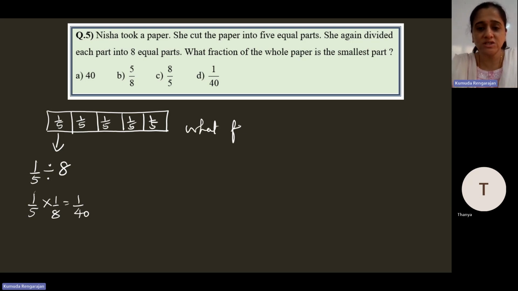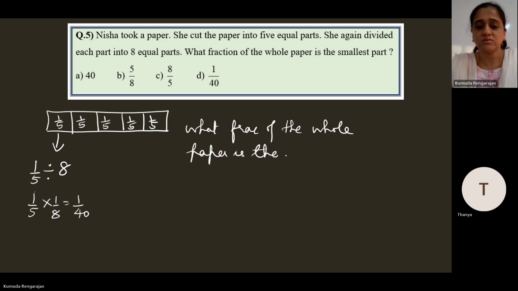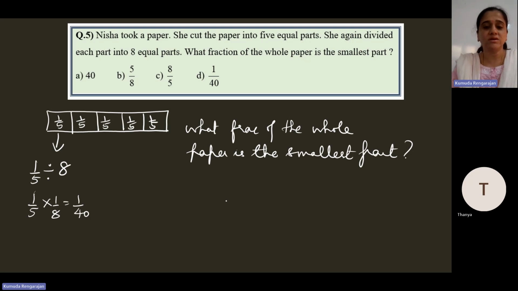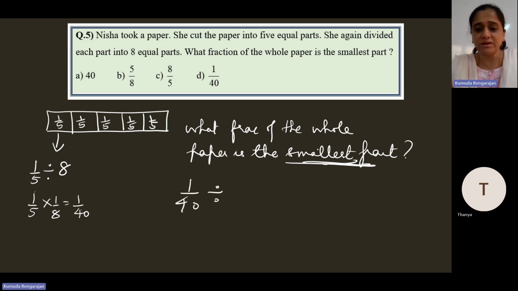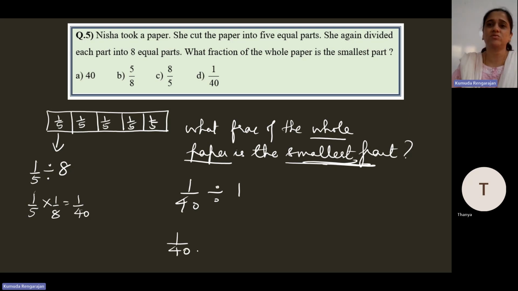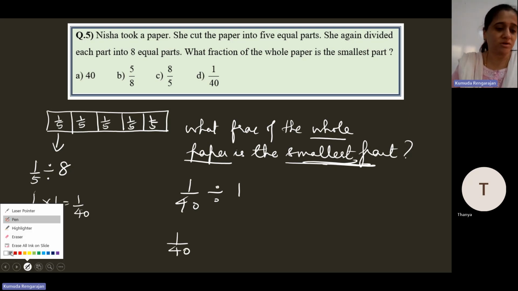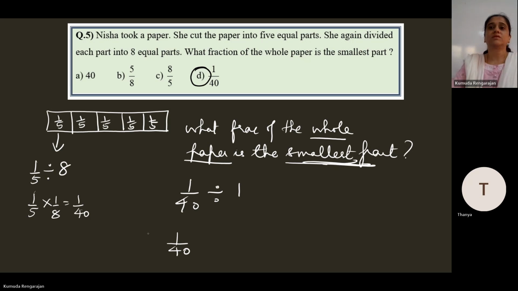What fraction of the whole paper is the smallest part? So how do you answer this question? For a fraction, we'll have to write something in the numerator and something in the denominator. What is that something in the numerator? The smallest part is the numerator. Well, how much is that? 1 by 40. Divided by the denominator, that is the whole paper. How much is that? 1. So 1 by 40 divided by 1 is 1 by 40. So the correct answer is 1 by 40. Right?